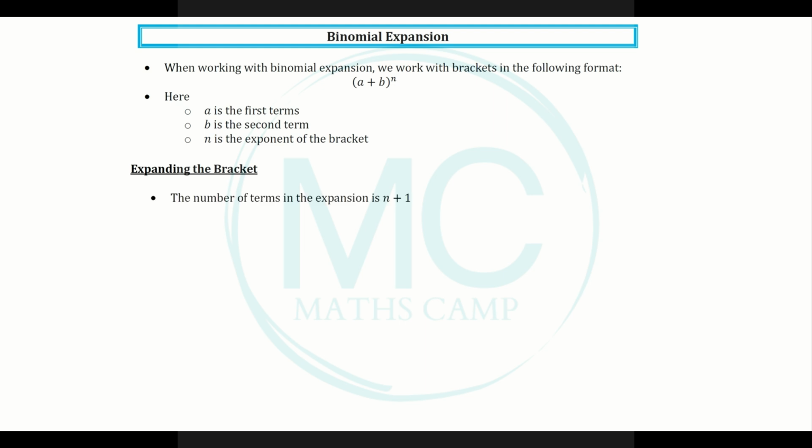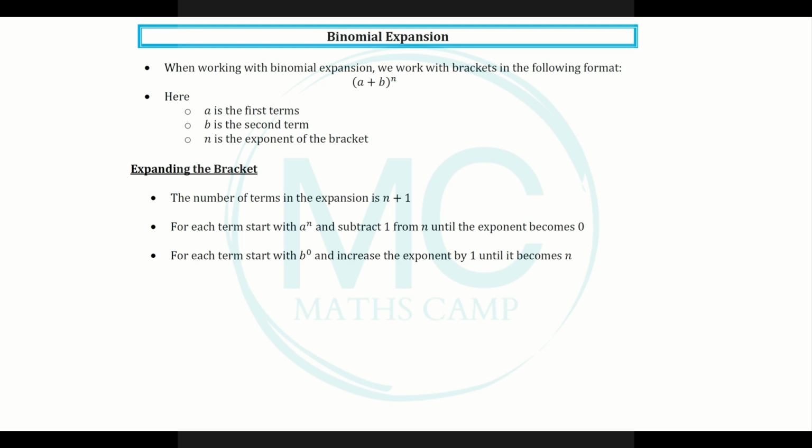The number of terms in the expansion is n plus 1. So this is one more than the exponent n. For each term, start with a with an exponent of n and subtract 1 from n until the exponent becomes 0. For each term, start with b with an exponent of 0 and increase the exponent by 1 until it becomes n. We also need to multiply each term by a constant.